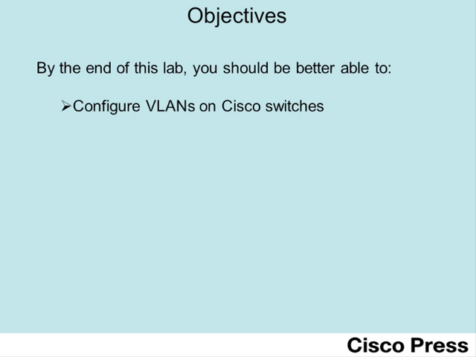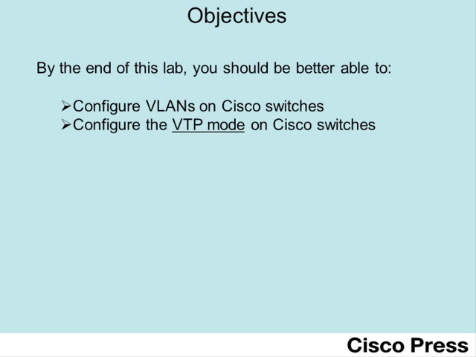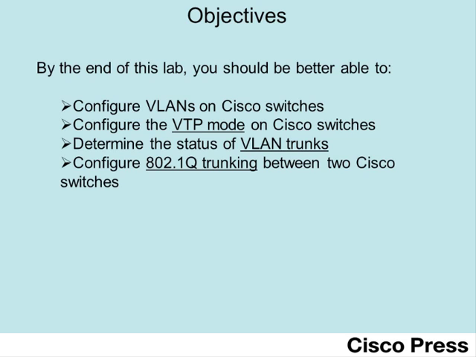This next video discusses how to configure VLANs. In this video, we'll start with the basics and show how to configure VLANs on Cisco switches. Then we'll move on to some related topics. First, we'll talk about the VTP mode on switches, which impacts how VLANs may be propagated to other switches. Then we'll talk about how to verify the status of a VLAN trunk. So we'll talk about the verification first, and then we'll show how to configure those same trunks.